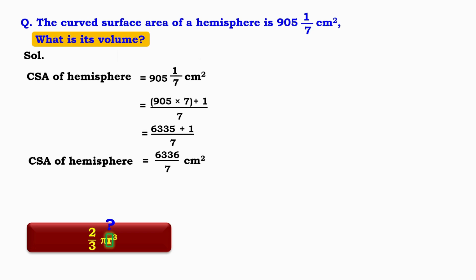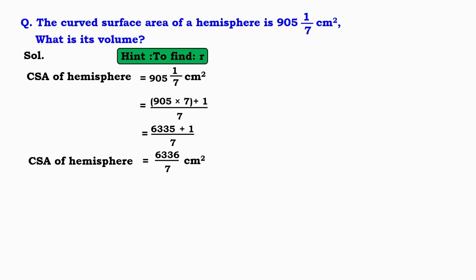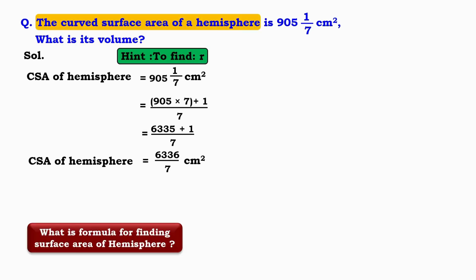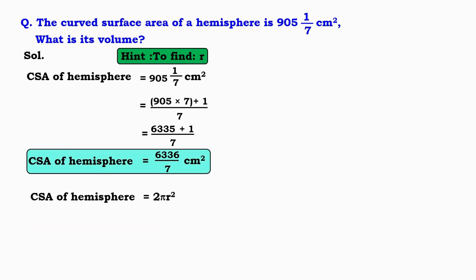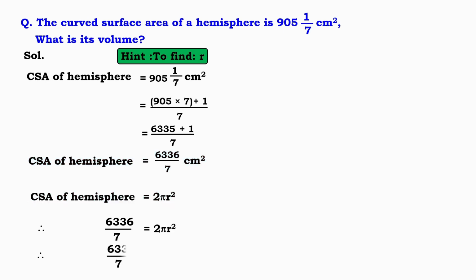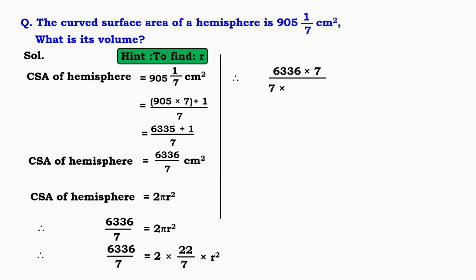So we can easily find the r from the CSA because we know the formula for finding the CSA of the hemisphere, that is 2 pi r square. So 2 pi r square is equal to 6336 by 7. So let us equate this. Now replace the pi value as 22 by 7 into pi r square. Now let us calculate it.